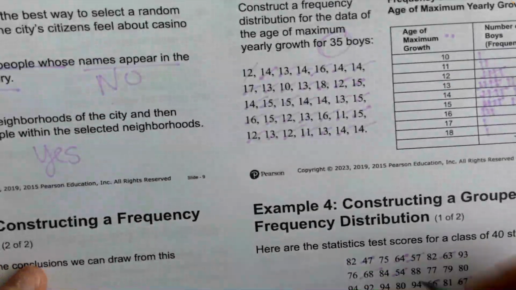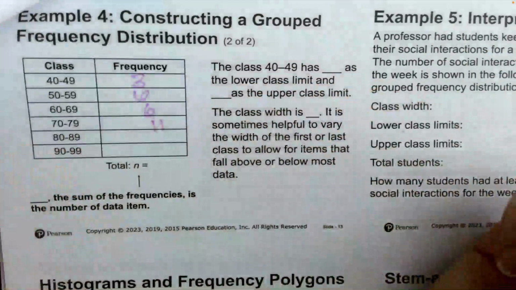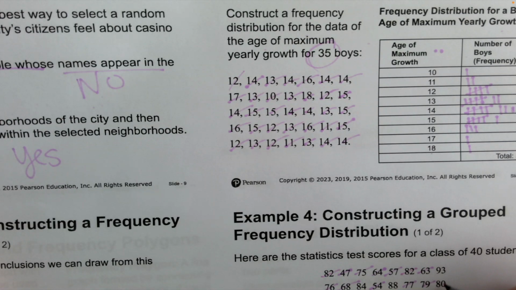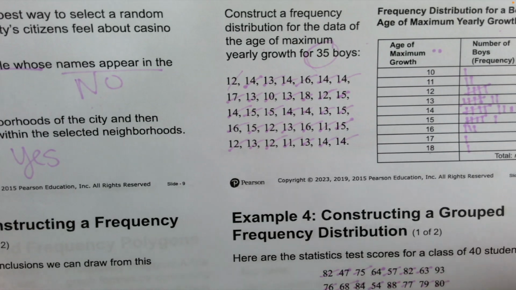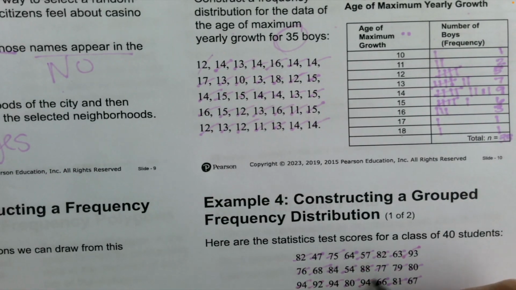Now 70s. 1, 2, 3, 4, 5, 6, 10, 11. 11 is in their 70s. 80s. 1, 2, 3, 4, 5, 6, 7, 8, 9. And then 90s. 1, 2, 3, 4, 5. Yeah, that's it. 5.